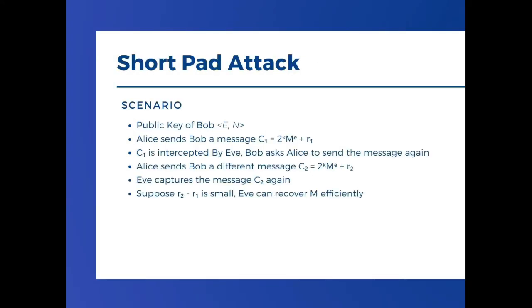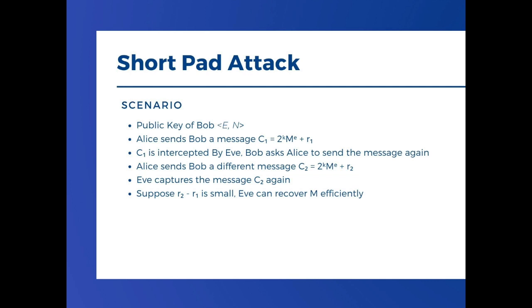Short pad attack can be used when padding is misconfigured. Let's say Alice wants to send Bob a message M. She pads the message M with some random number R1, which is k bits long, then encrypts it with Bob's public key. So we can write C1 as 2 to the power of k times M plus R1, all to the power of e.